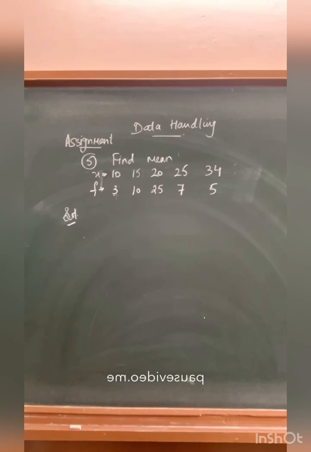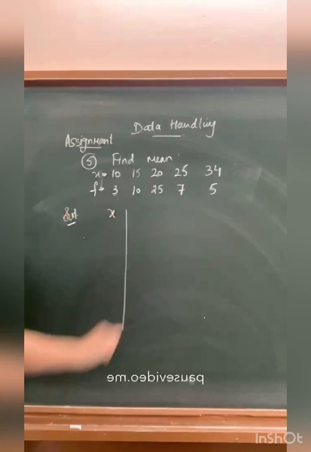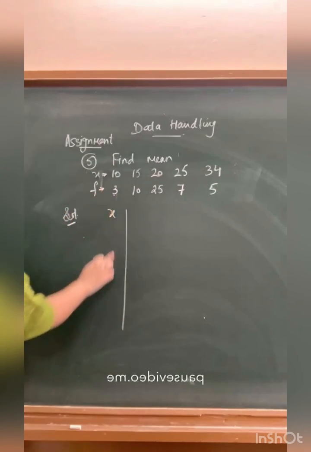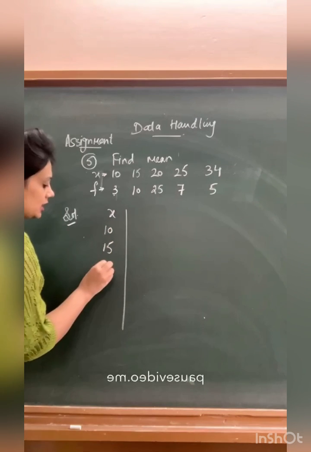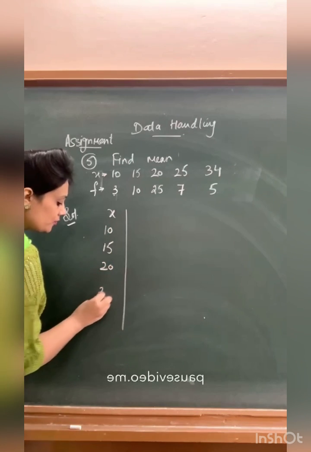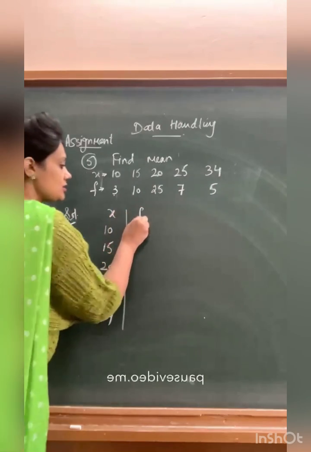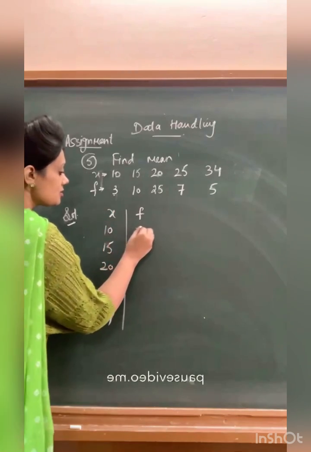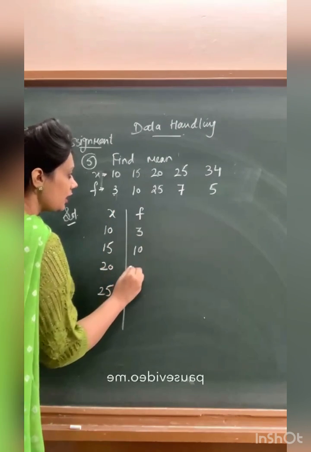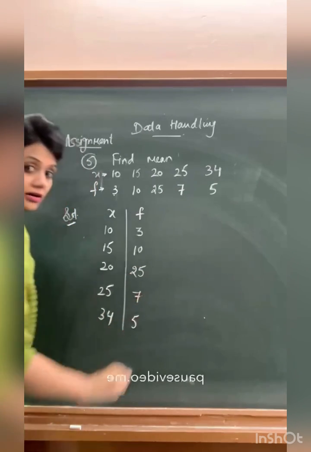So we have discussed this question earlier also. How to find mean in this case? First of all, you will make a vertical table like this. You will write all the observations which are under x. It is 10, 15, 20, 25 and 34. And this is f. F is for frequency. Frequency is 3, 10, 25, 7 and 5.